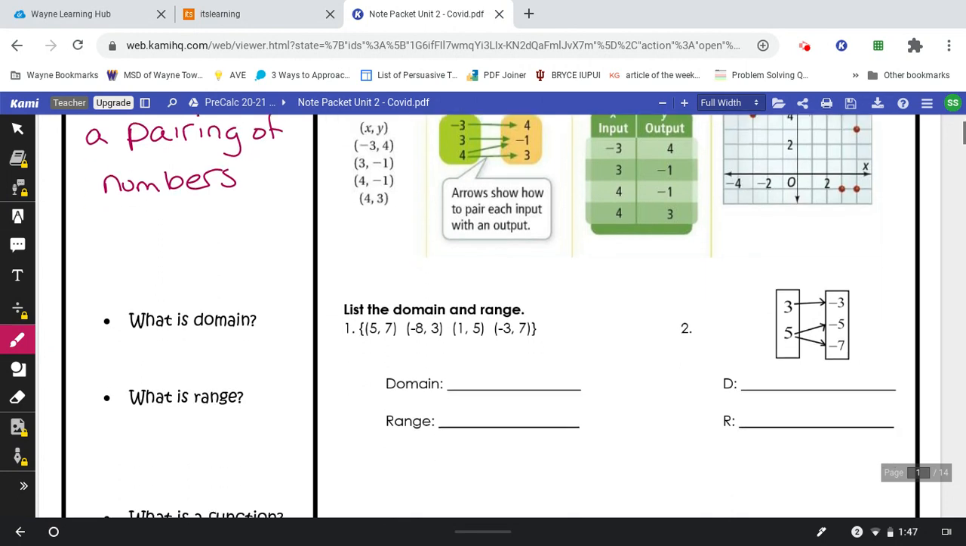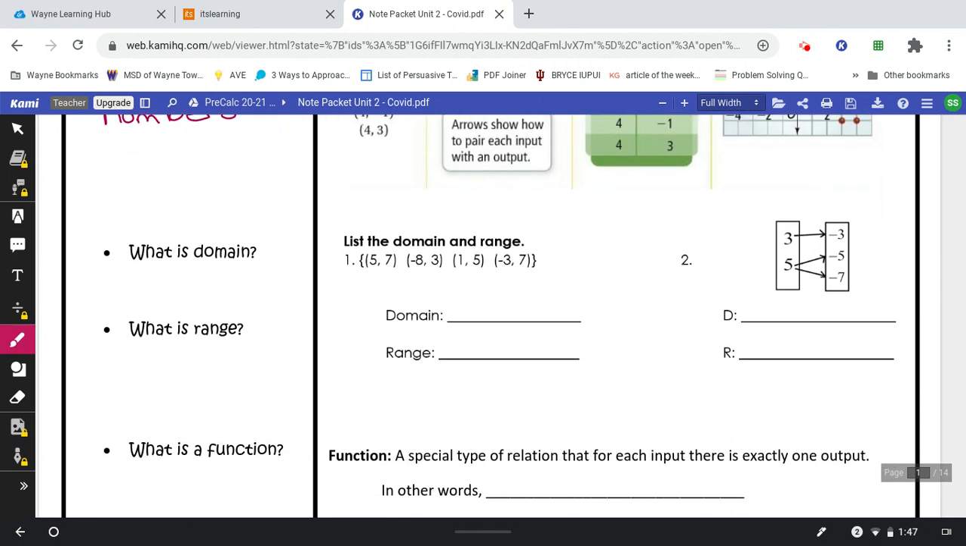Of those relations, we have 2 things that we need to talk about, domain and range. Domain is your x values. Those are what we call the input values. Range is your y values. They're what we call the output values.